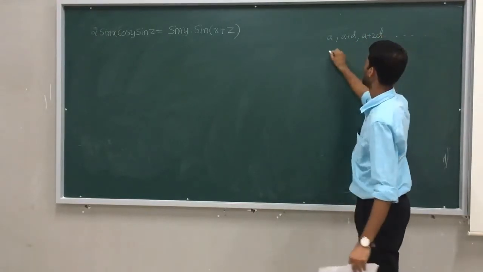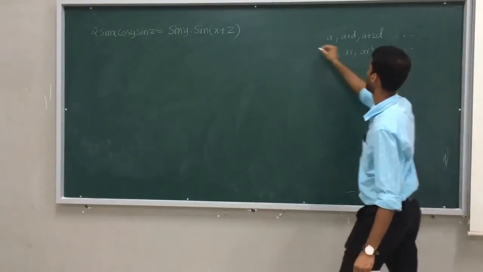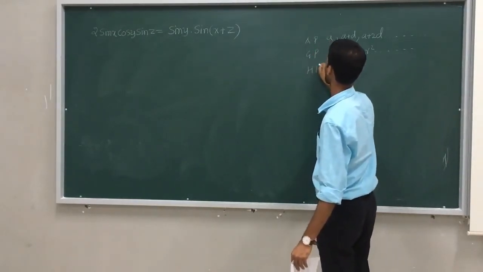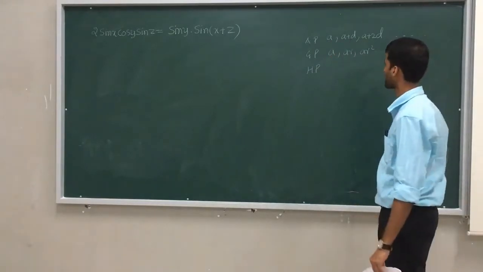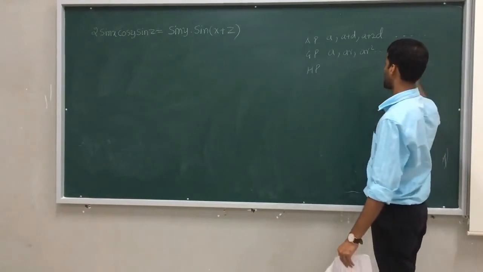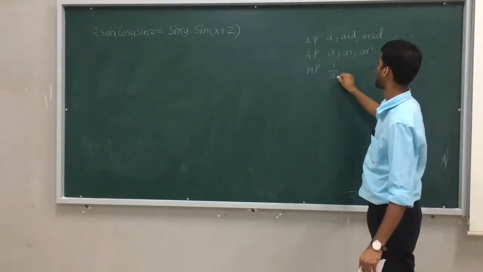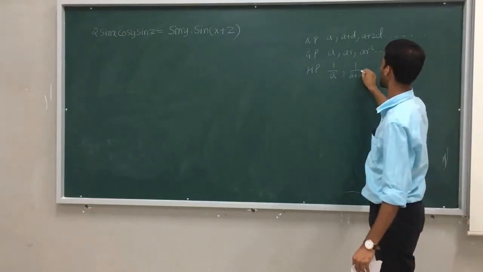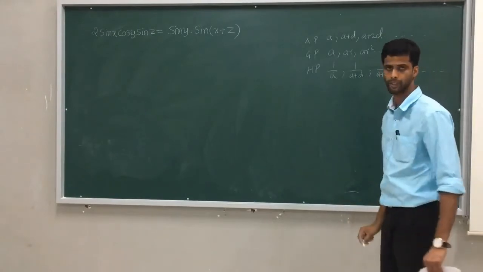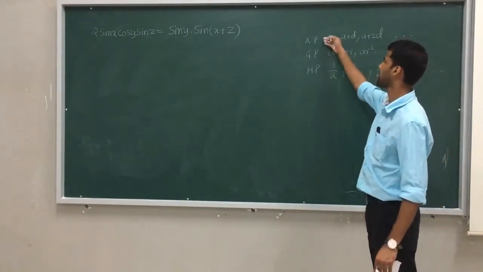This is arithmetic progression. Geometric progression is a, ar, ar square, and so on. What is harmonic progression? Harmonic progression is nothing but, if you write the reverse of each term and it is an AP, say for example 1 by a, 1 by a plus d, 1 by a plus 2d, it is called harmonic progression.